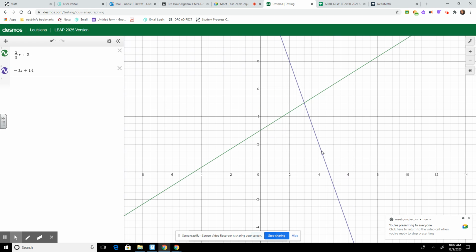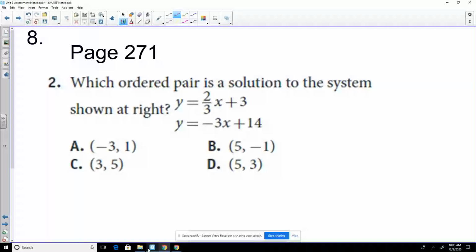So I see my 2 lines here. They intersect at one point, which means I have one solution. If you click and hover over that point, it'll give you the ordered pair there. You'll see (3, 5). So going back to my answer sheet, I would select the answer (3, 5).